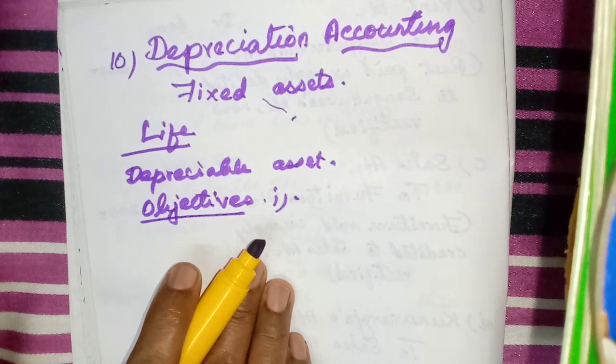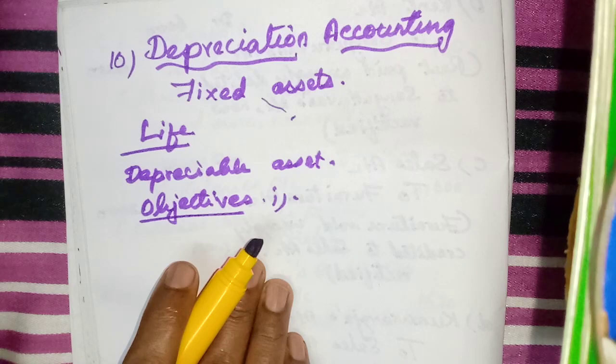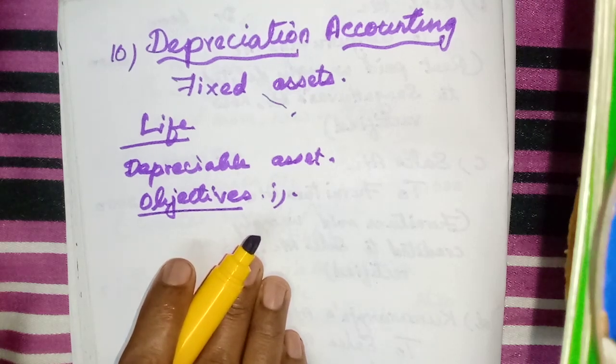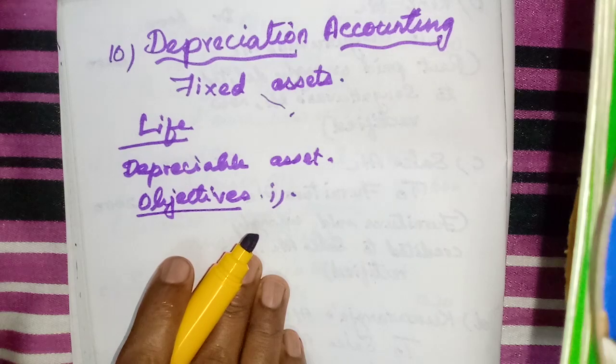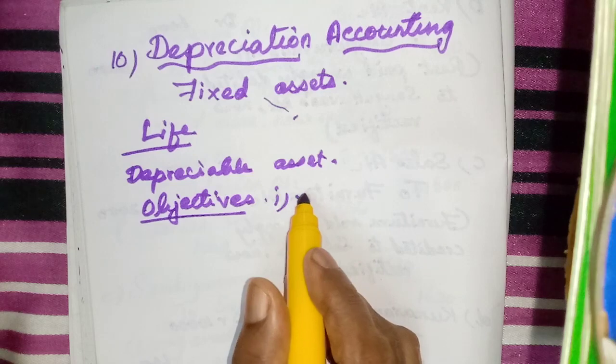And even the Companies Act also says that before declaring dividend for the shareholders, they have to charge depreciation. After charging depreciation, the profit they get, from that profit only they have to distribute a dividend. That means the amount that they pay on the share is called dividend. So before paying dividend, they have to charge depreciation. Okay, these are around 5 objectives.